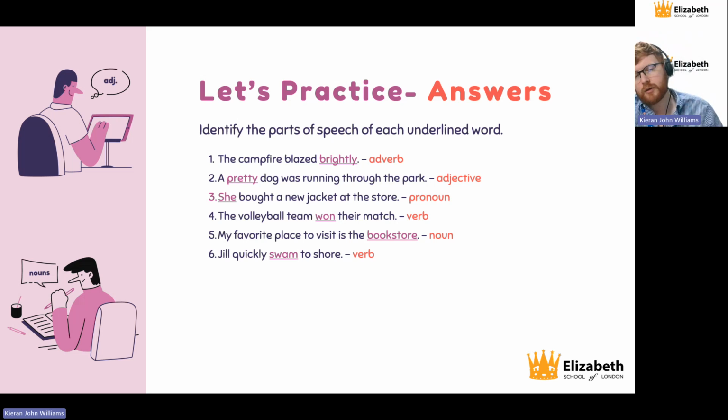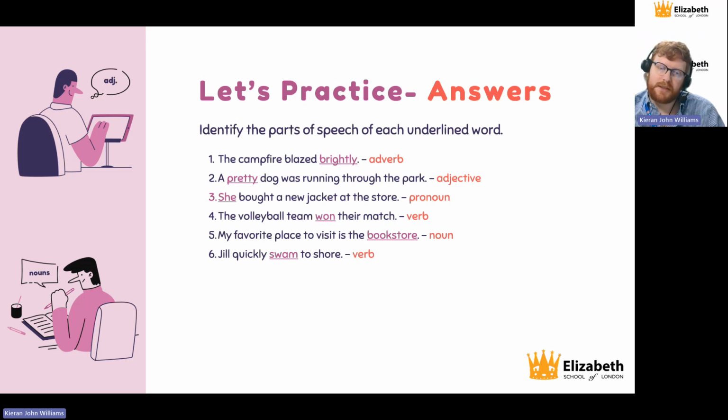But number 3, what we've looked at today, a pretty dog. Pretty is an adjective. Okay. Number 4, she. So she is a proper noun. Sorry, a pronoun. Forgive me, pronoun. Okay. Number 5, the volleyball team won their match. So that is a verb. It describes the action.